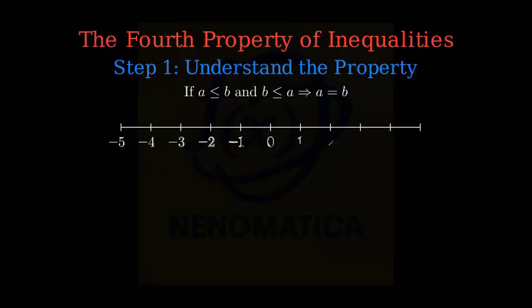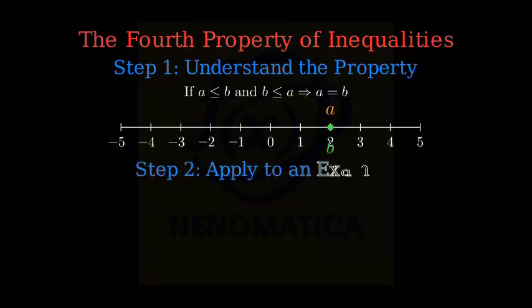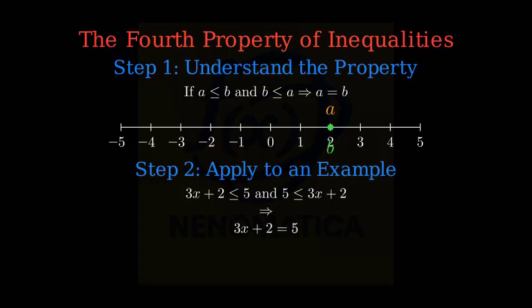This makes intuitive sense. If A can't be greater than B, and B can't be greater than A, the only possibility is that they're equal. Let's apply this property to an example. Consider the inequalities 3x plus 2 is less than or equal to 5, and 5 is less than or equal to 3x plus 2. By the fourth property, we can conclude that 3x plus 2 equals 5.